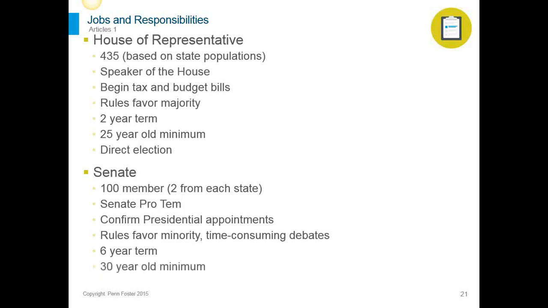To run for the Senate, folks have to be 30 years old or be turning 30 years old. Originally, the Senate was a position that was appointed by each state's legislature. Since the 17th Amendment, though, they have been freely elected, so they've been elected directly by the people from each state.